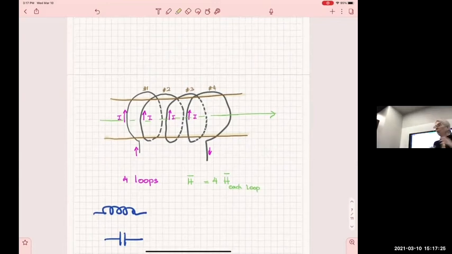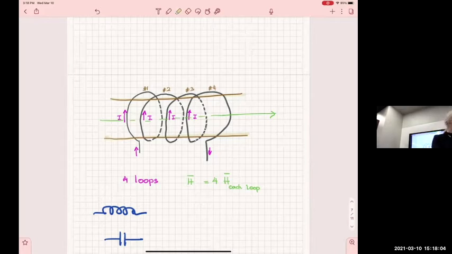Because if we can create a solenoid that we wind around a bar, and then we let a current go through this solenoid, if I have 4 loops in the solenoid, then I can create a magnetic field that goes through each of these loops which is 4 times bigger than the field that would go through one loop. And that is important because it is going to increase the inductance.